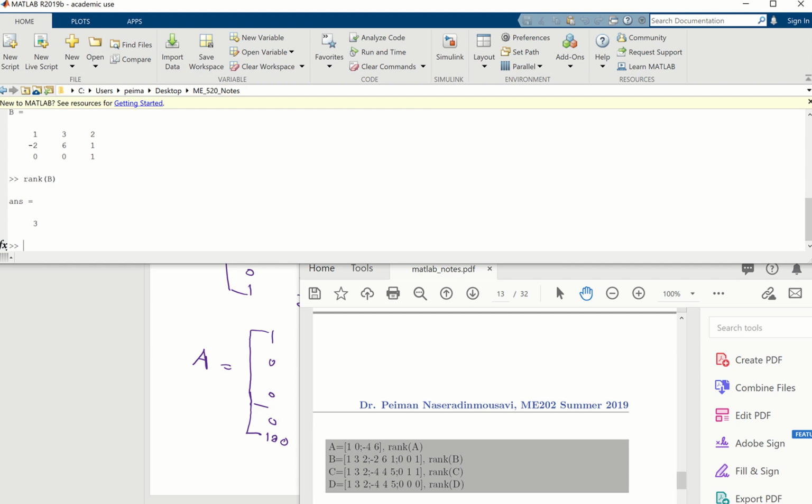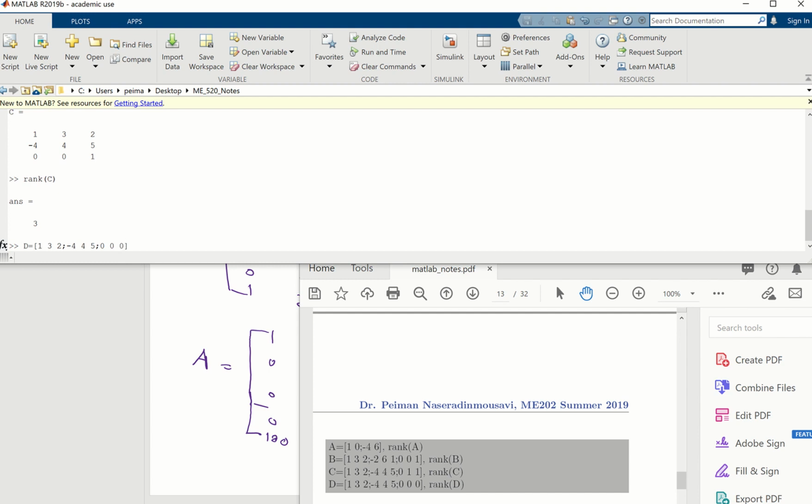It's good. It's a full rank matrix. Eventually, you're going to see this will be a full rank system. So it means that all columns and rows of the matrix are linearly independent. If I say C is 1, 3, 2, -4, 4, 5, and 0, 0, 1, the rank of C is going to be 3. It's good. It's a full rank system. And then D is going to be 1, 3, 2, -4, 4, 5, 0, 0, 0.